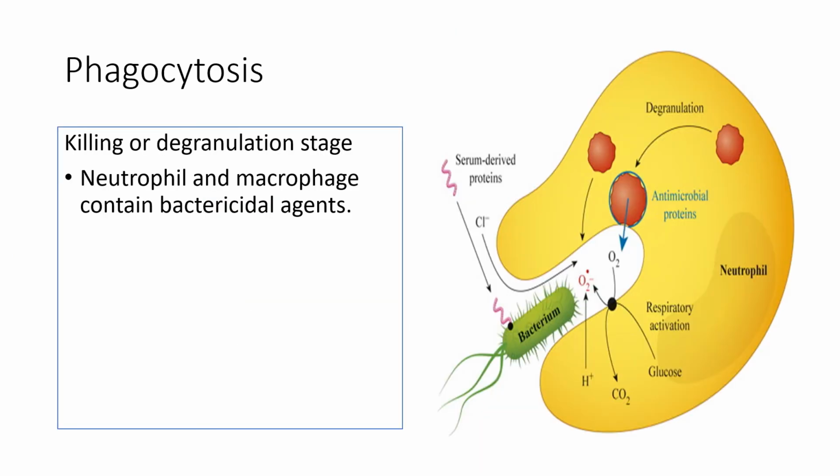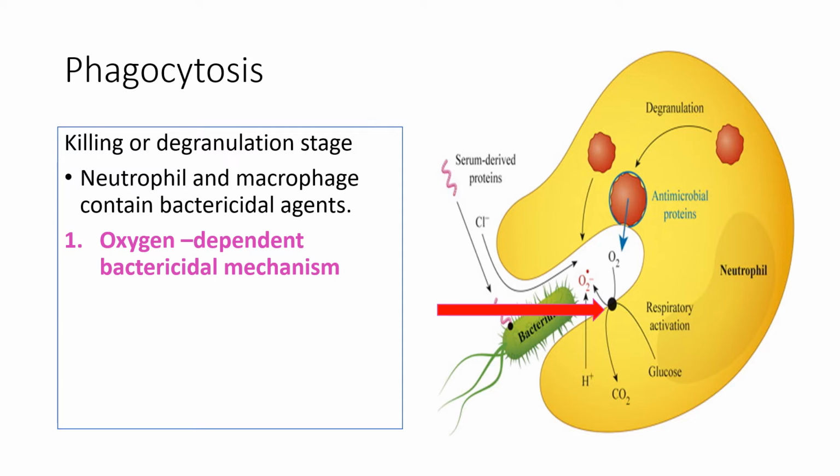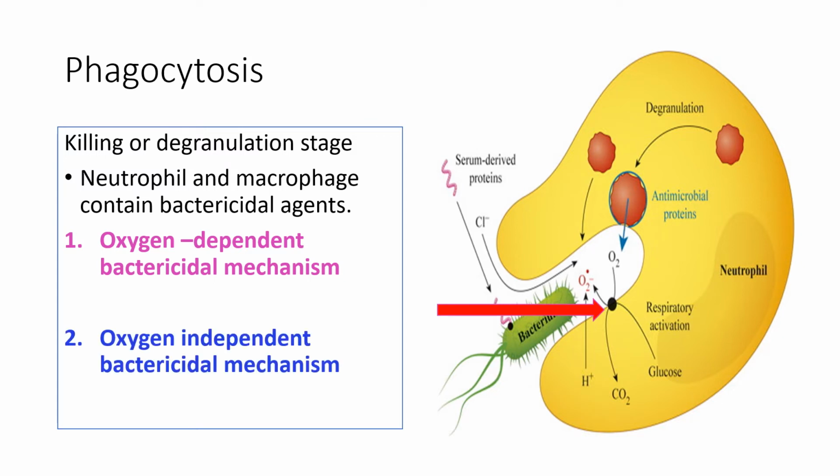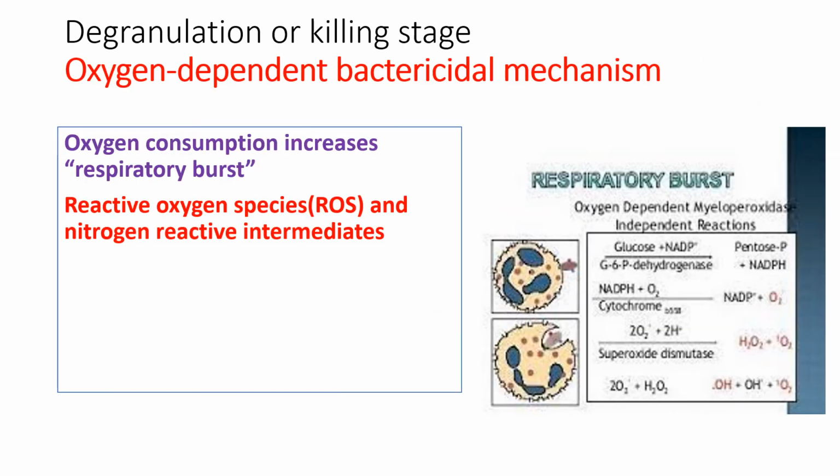The killing or the degranulation stage of a neutrophil is of two types. The first is oxygen dependent. Here you can see it is involving oxygen for the generation of various substances, the oxygen reactive species. And secondly, we have an oxygen independent mechanism. Here you can see it is by the degranulation of the various substances which are present in the granules itself, for example lysosomes, which help to kill a pathogen.